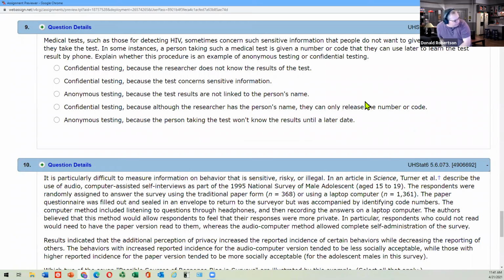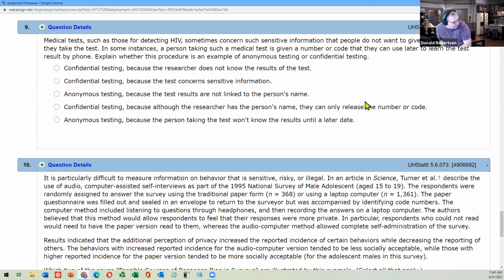Let's see if I can knock the others down just in case there's two right answers. Confidential testing, because the researcher does not know the result of the test. Yes, he does, right? He's got 200 people who've tested, and he knows, you know, 42 were HIV test positive and the others didn't. So he does know the results. So I'm kicking that one out. It's confidential testing because the test concerns sensitive information. And I could go for that. I'm not saying it's wrong. I'm not sure if it's right. I still like 4 better.